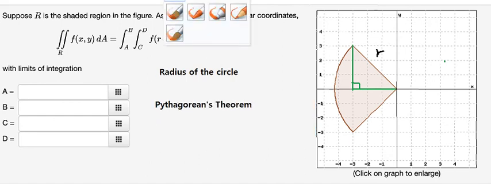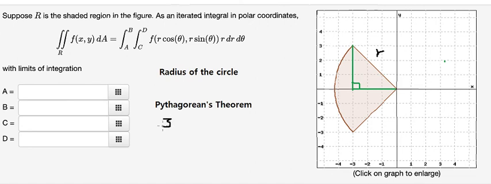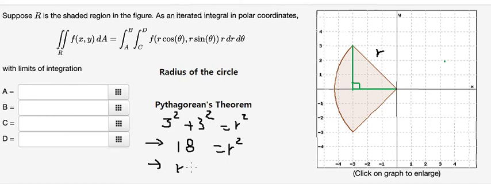So we will have 3 squared plus 3 squared equals R squared. We calculate this and we have 18. Now we take the square root of both sides, and we have R equals 3 times the square root of 2. So C here should be 0, and R, that's D, should be 3 times the square root of 2.